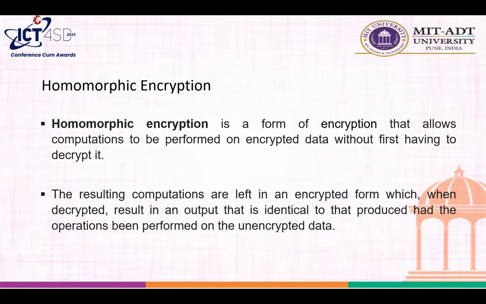I'll just give the full description. Homomorphic encryption is a form of encryption that allows computation to be performed on encrypted data without first having to decrypt it. In our traditional method, we need key generation, we need to pass on the key, and we need to decrypt the data. But homomorphic encryption is trying to create a world where no decryption is done, and all the computations are performed on the encrypted data itself.